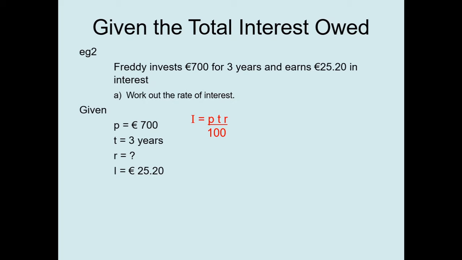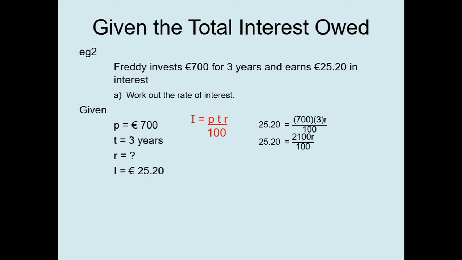I know that I is 25.20. I know that P is 700. I know that T is 3, but I don't know R, so I just leave that as R. So 25.20 equals 700 times 3 times R over 100. Remember, simple interest is always PTR over 100. Okay, so let's simplify that a bit first before we can solve.